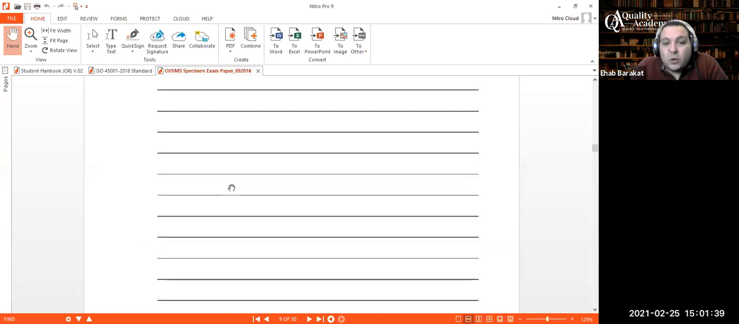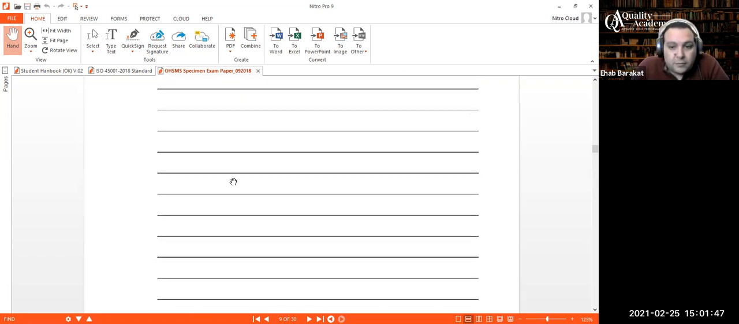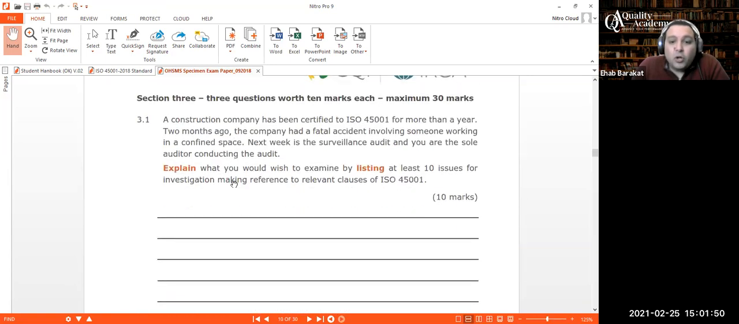This is section 2. We noticed that all of section 2 is related to your understanding of audit techniques. Section 3, most of it is talking about the checklist. For example here, 3.1, a construction company has been certified to ISO 45001 for more than a year. 2 months ago, the company had a fatal accident involving someone working in a confined space. Next week is a surveillance audit. Explain what you would wish to examine by listing 10 issues of investigation with reference from the standard.